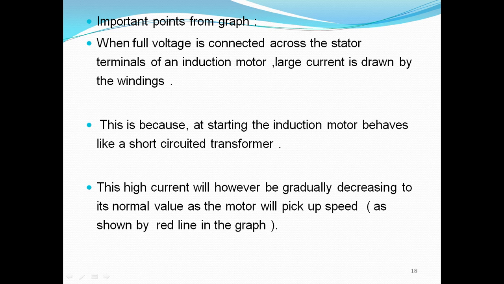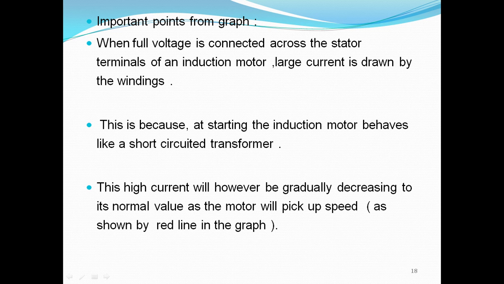Whether such a great reduction in starting torque is permissible depends upon the application. So the following are the common methods of starting a three-phase induction motor. First one is the direct online starter. Next one is the auto transformer starter. Next is the star delta starter. And the fourth one is the rotor starter.